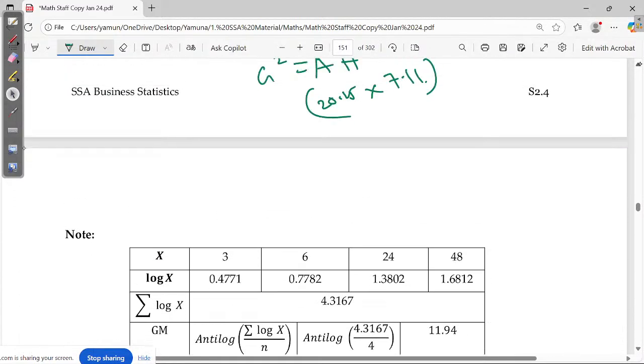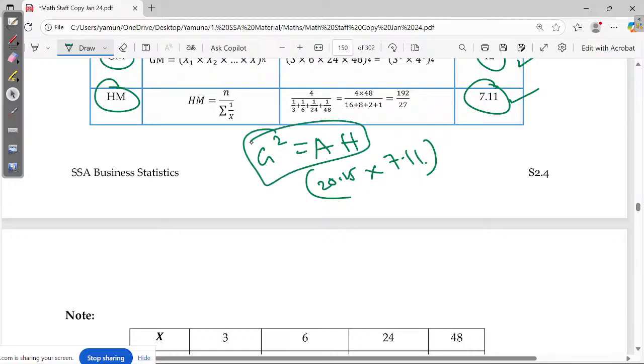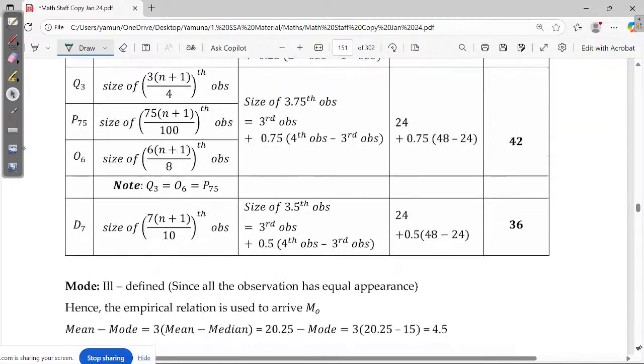So shall I write this one, instead of writing like this, as G is equal to root of A into H? See, when we have 4, if you take square root, it becomes plus or minus 2, right? So here, when you take square root, you cannot have plus or minus, because geometric mean will never be negative. For a negative value, you cannot take geometric mean. It's not applicable. It will be plus only. Okay.